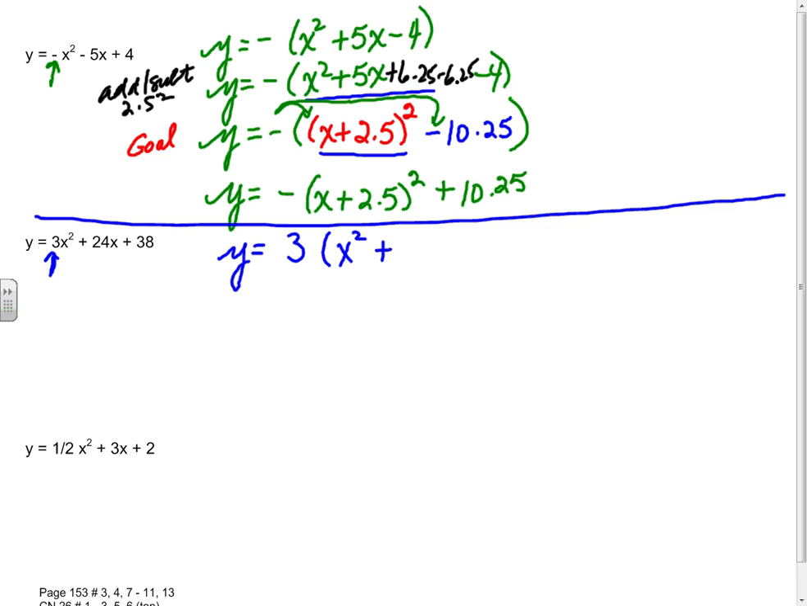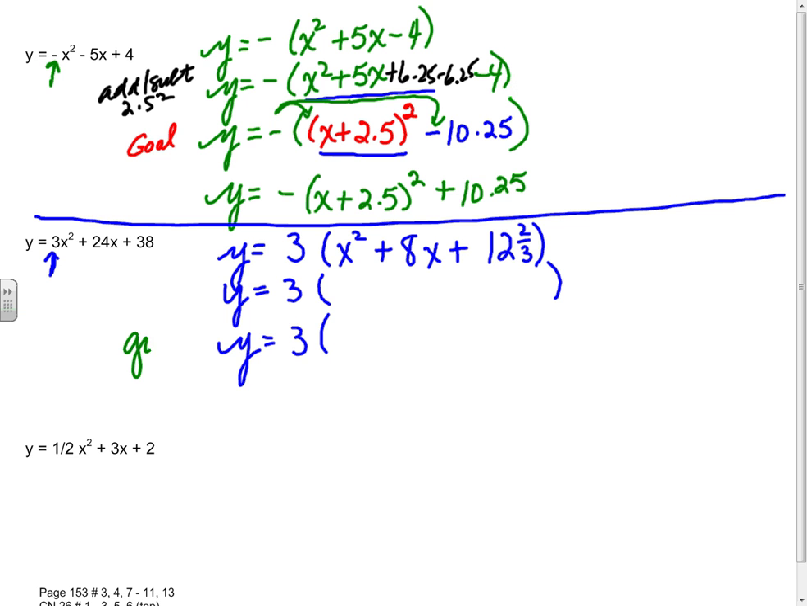x squared plus 8x plus 38 divided by 3 is 12 and 2/3. There. Now I'm going to do my usual procedure on completing the square, ignoring that 3, pretending it's not there. So my procedure is to ignore line 2 for a moment and go down a step to my goal. My goal is always half of that second term, which is an 8. So my goal will be x plus 4 squared.